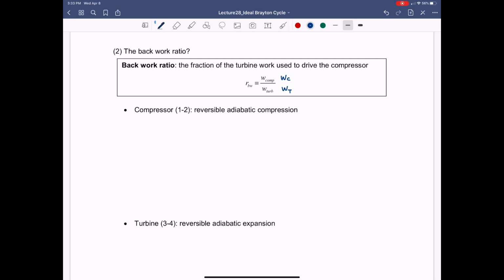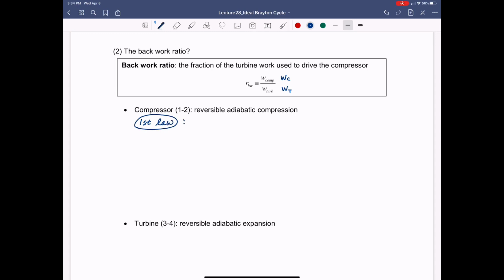Now we should go back to the compressor. In order to calculate the work, you have to instantaneously come up with the first law of thermodynamics. But the compressor in a gas turbine system should be an open system. Your air should keep flowing in and flowing out. Now let me write up the general equation of the first law of thermodynamics for an open system.